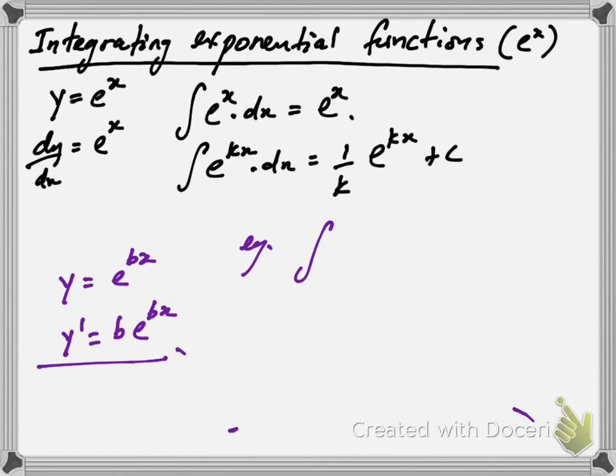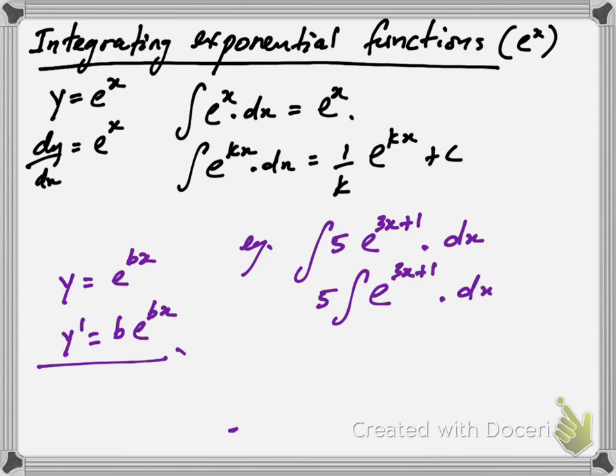Integrate, let's say, 5 e to the power 3x plus 1 dx. One of the things you can always do, if you have a number or a constant in front of a function, is take it out. So you end up with 5 times the integral of e to the power 3x plus 1 dx, or you can integrate it the way it is.